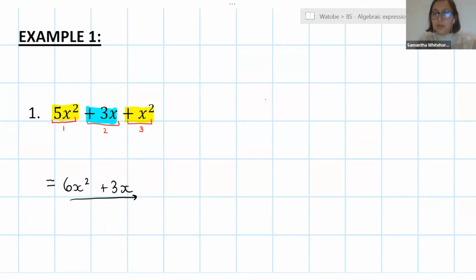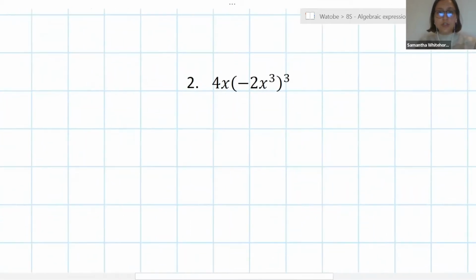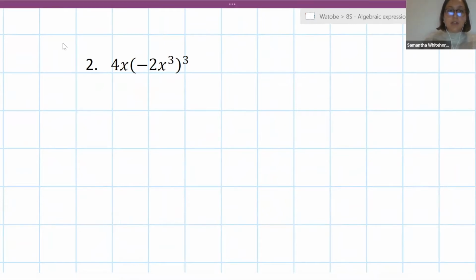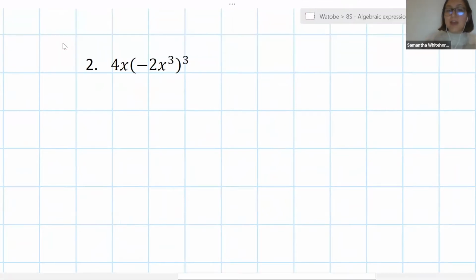Alrighty, so let's have a look at question 2. All right, so we've got 4x times the bracket minus 2x cubed. Now I've thrown in a little hard one here because you guys were doing so well last week. I thought I'd give you a bit of a challenge. But we're going to break it down. We're going to follow those 3 steps. So step 1, identify my terms. Now the only plus or minus sign I have is inside the bracket. So I don't need to actually stress about that. And so what I actually have is 1 term. That whole thing is 1 term.